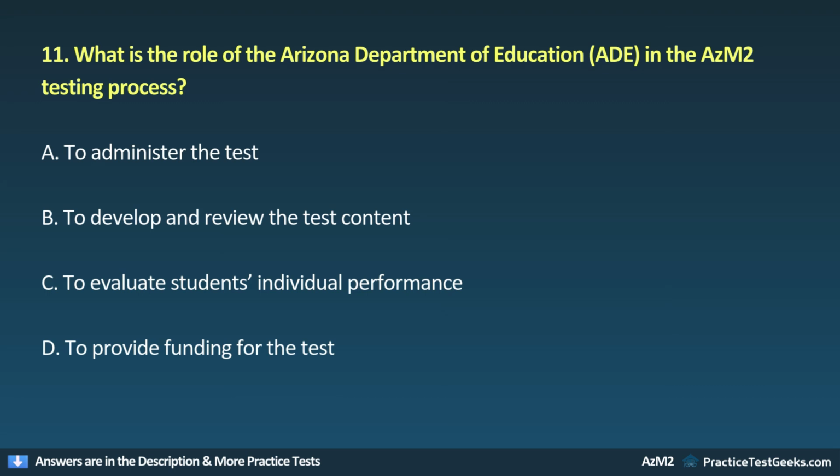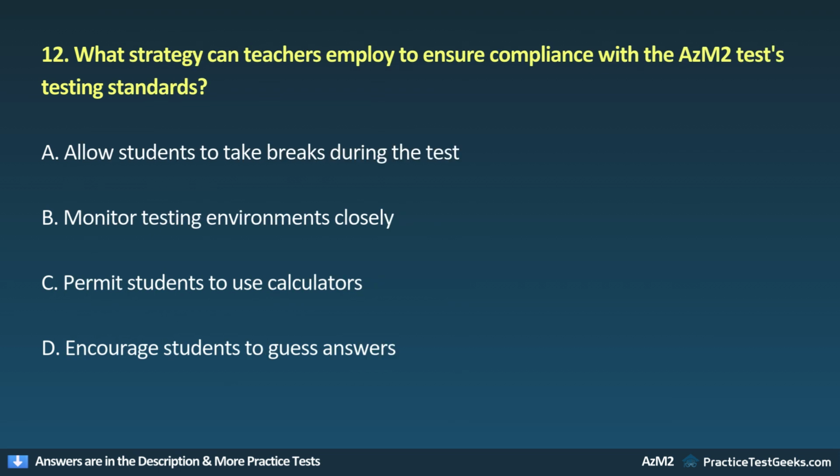11. What is the role of the Arizona Department of Education (ADE) in the AzM2 testing process? A. To administer the test. B. To develop and review the test content. C. To evaluate students' individual performance. D. To provide funding for the test.